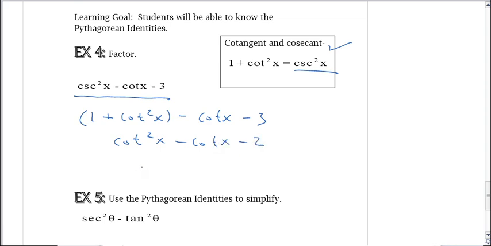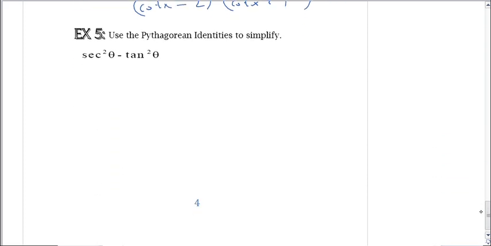So now I'm going to try to factor. Because they're all in terms of cotangent, I'm allowed to do that. So cotangent x, two numbers that multiply to make negative 2 and add up to be negative 1 would be 2 times 1. The 2 would have to be negative, and there you go. Looking pretty darn good.